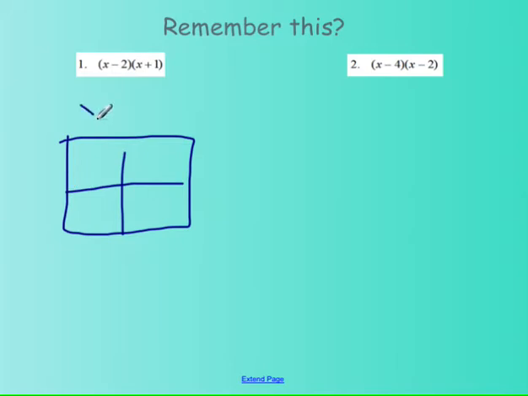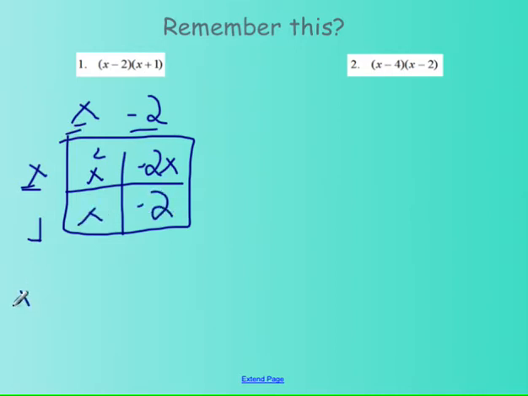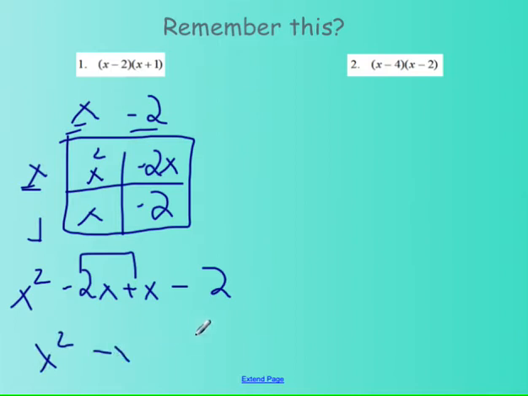Okay, so when we multiply binomials, I typically use the box method. You can also use FOIL. So x times x is x squared. X times negative 2 is negative 2x. 1 times x is x. And 1 times negative 2 is negative 2. So we're going to write out all of those terms, combine our middle two terms, and we get x squared minus x minus 2. I want you guys to go ahead and try number 2 on your own. So again, you're just reviewing that multiplying of binomials.